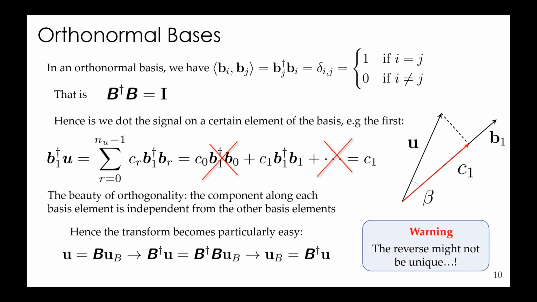Now, warning: in general, this going back and forth might not be lossless. Okay, you might lose some information in going back and forth. Because if this is your inverse transform, and I plug in U_B, which is coming from the direct transform, what you will have is U equals B times B dagger times U again. And there's no guarantee that B dagger is the identity. Okay, we'll play with this stuff. So is this clear, right?